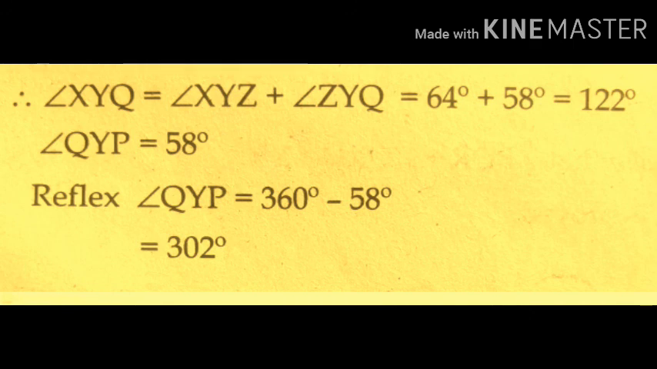Therefore, reflex angle QYP is equal to, how can we get reflex angle QYP? So, subtract angle QYP from 360 degree, we get reflex angle QYP, that is 360 degree minus 58 degree. After subtracting, we get 302 degree.